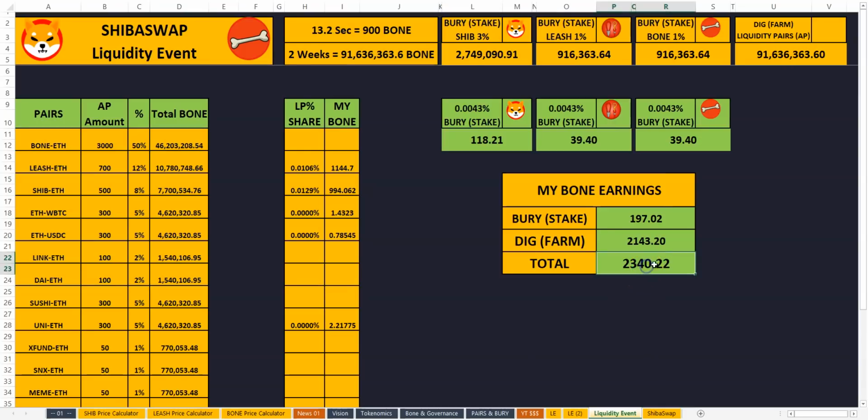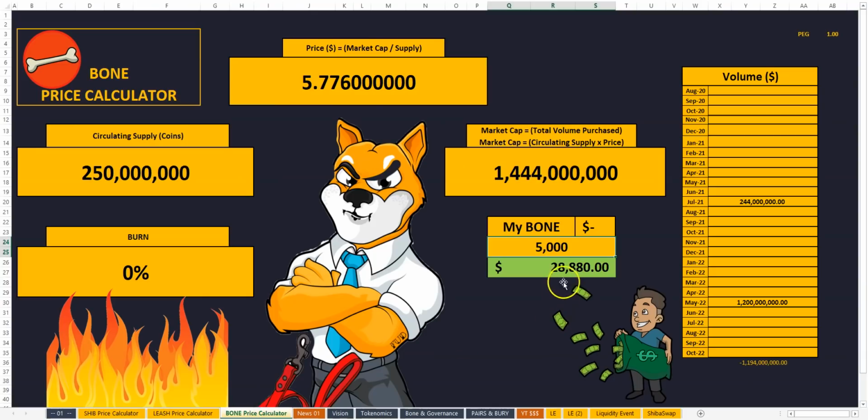I could probably finish it off by saying, let's just see how much I can expect. 2,340. I'll go to my bone calculator. I'll put, let's say, 2,340. So these are my rewards from bone, and if and when the market cap gets to 1.4 billion, which is entirely possible, even within a year, I've already made 13,000 without putting in any more money, and that's good.